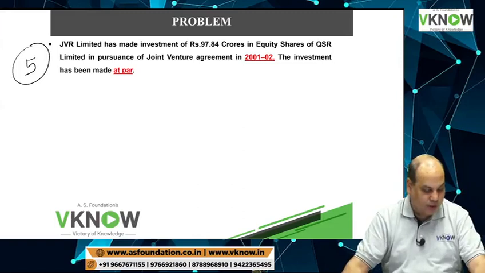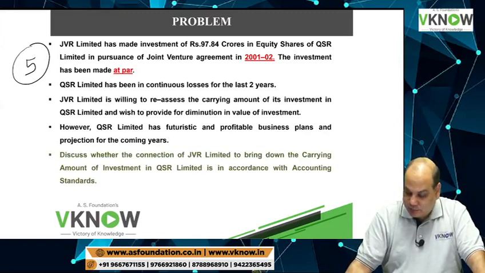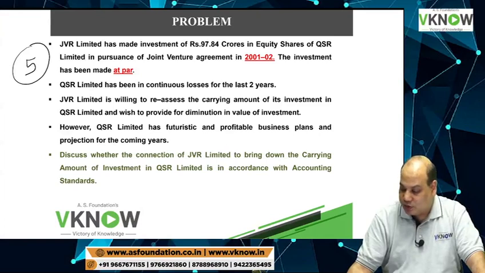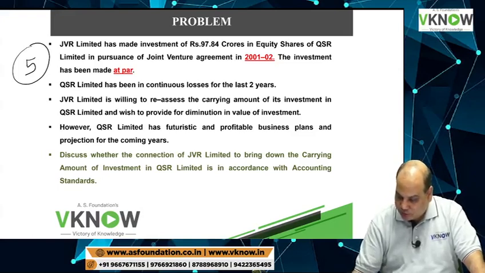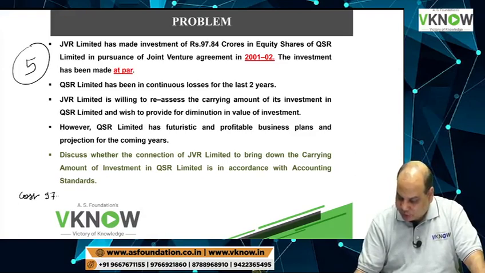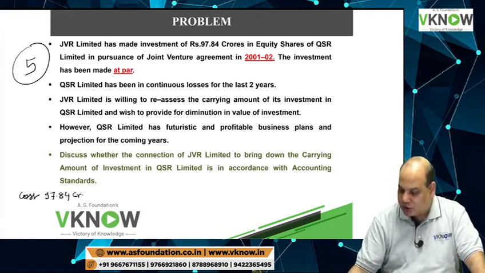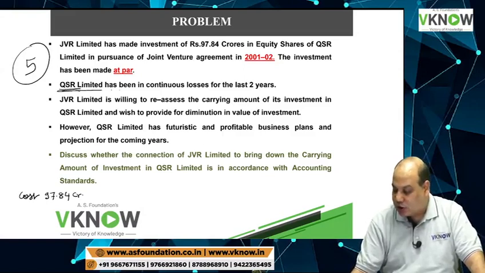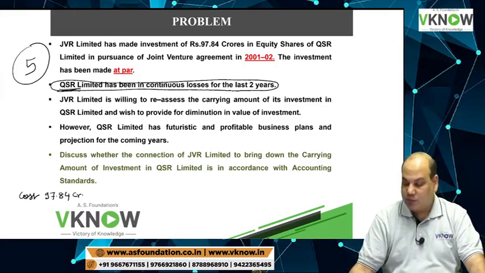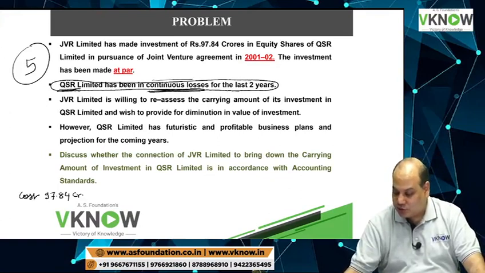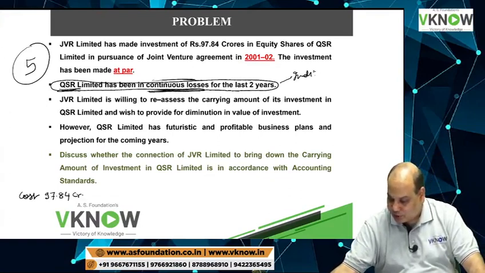Question number 5. JVR Limited has made investment of rupees 97.84 crore in equity share of QSR Limited in pursuance of joint venture in 2001-2. The investment has been made at par. No problem. So your investment cost is 97.84 crore. QSR Limited has been in continuous loss for 2 years. So the company where you have invested is making continuous loss. So this is an indication of permanent decline.